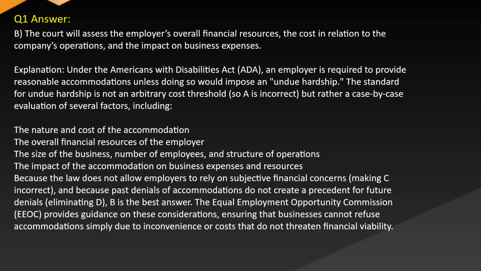a case-by-case evaluation of several factors, including the nature and cost of the accommodation, the overall financial resources of the employer, the size of the business, number of employees, and structure of operations, and the impact of the accommodation on business expenses and resources. The law does not allow employers to rely on subjective financial concerns, making C incorrect, and past denials of accommodations do not create precedent for future denials, eliminating D. B is the best answer.